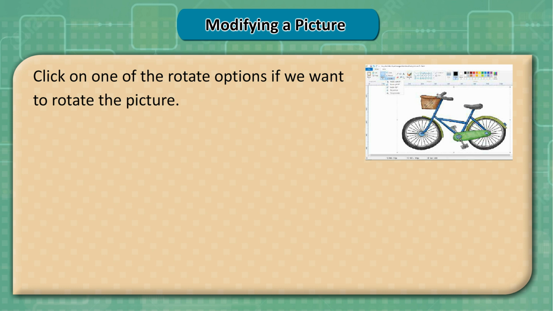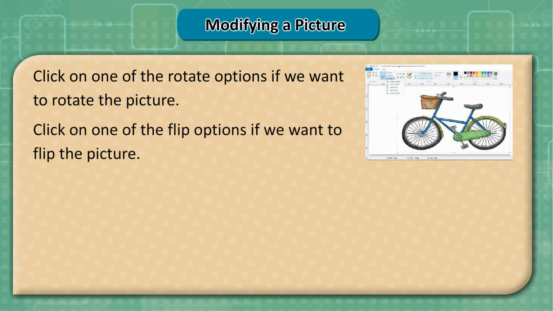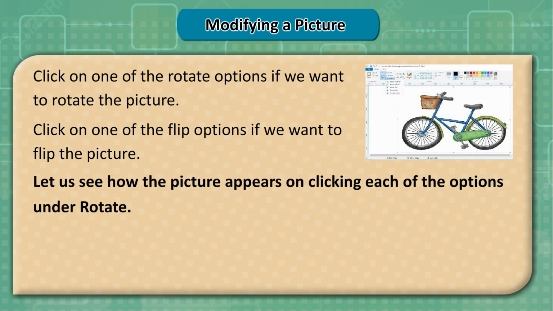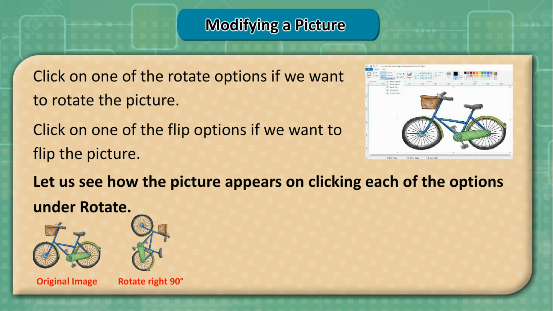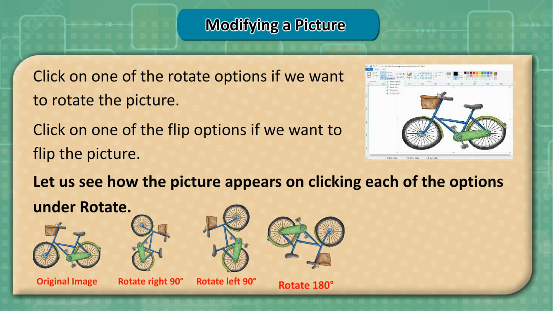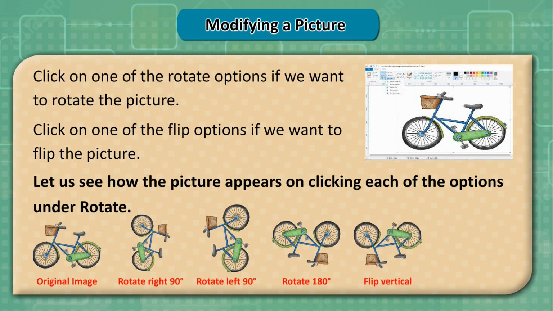Click on one of the Rotate options if we want to rotate the picture. Click on one of the Flip options if we want to flip the picture. Let us see how the picture appears on clicking each of the options under Rotate. Original image. Rotate right 90 degrees. Rotate left 90 degrees. Rotate 180 degrees. Flip vertical. Flip horizontal.